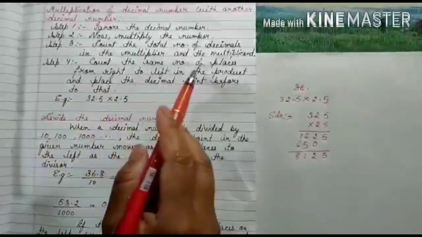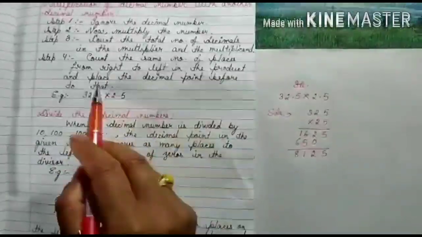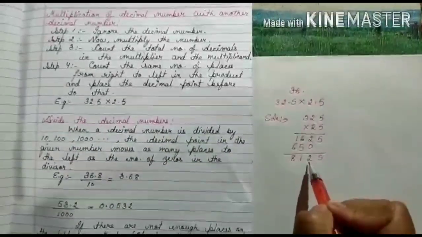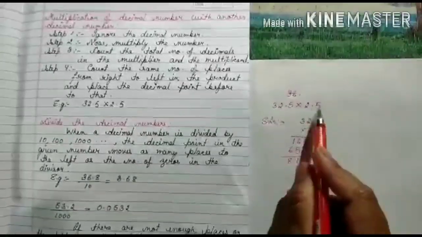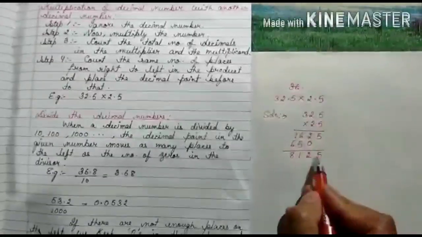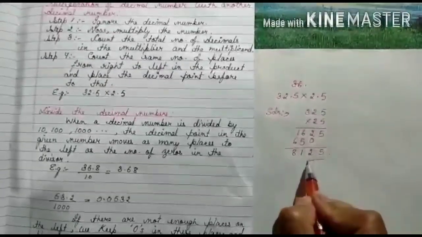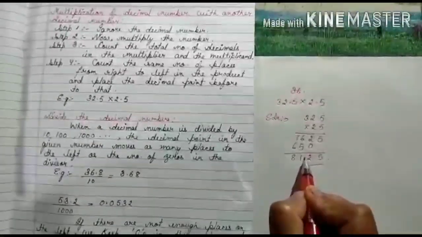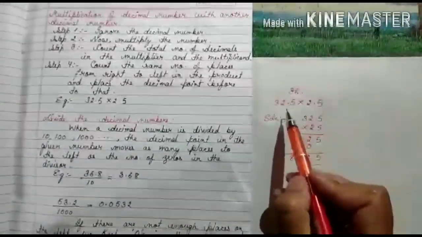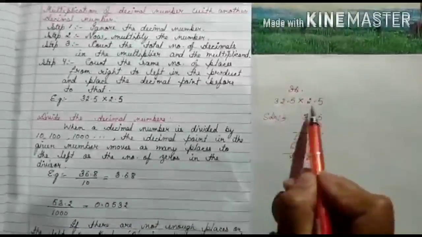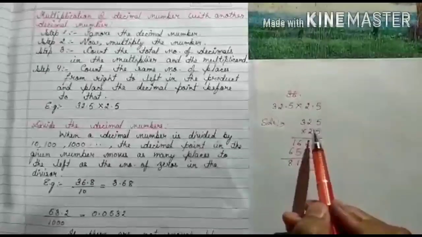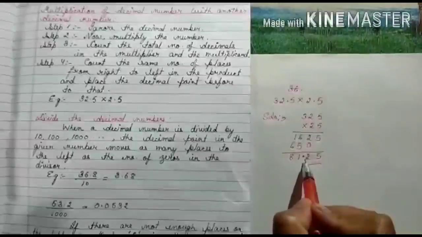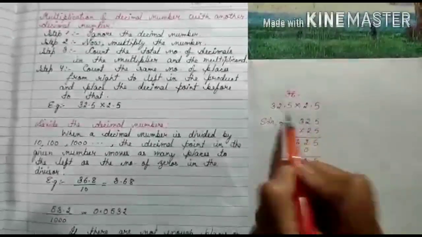Then step 4, count the same number of places from right to left in the product and place the decimal point before that. So we count from the right side to the left side, 1, 2. Then after that we have to place the decimal point before it. While multiplying decimal numbers, we first do normal multiplication ignoring the decimal point.